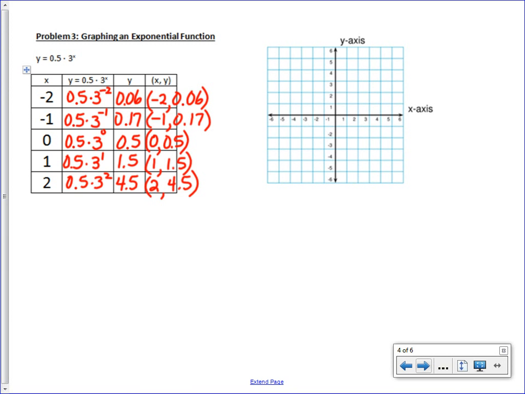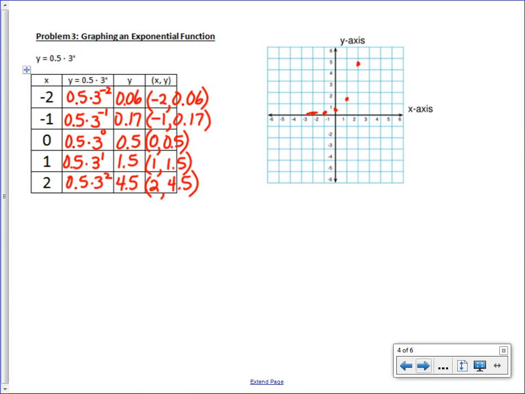All right, so let us graph this exponential function. Negative 2 and 0.06, well, that's almost right on the line because it is so tiny. Likewise, at negative 1, a little bit more, but not much. At 0, it is 1/2, 0.5 or 5/10. At 1, it's 1.5. And at 2, it is 4 and 5/10.